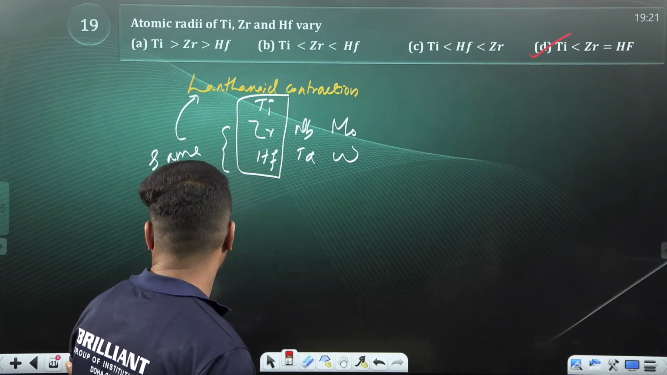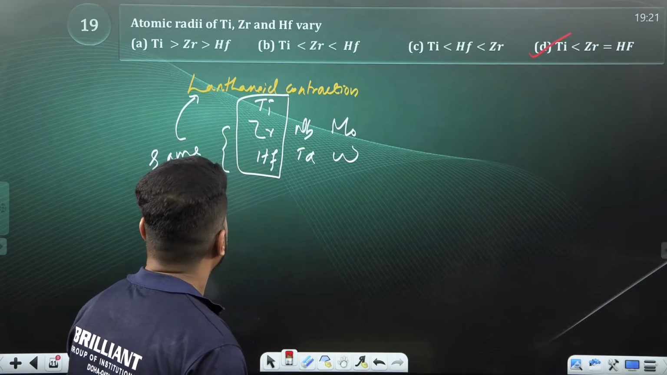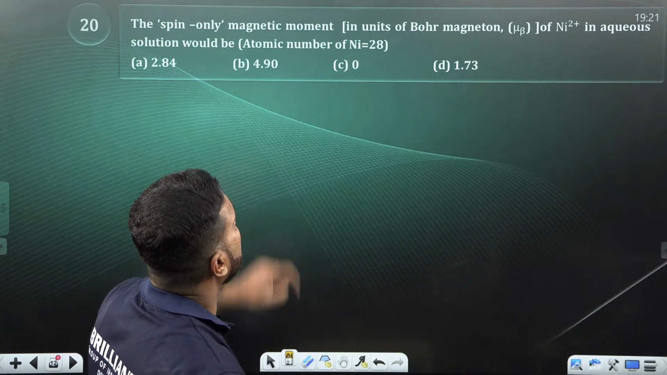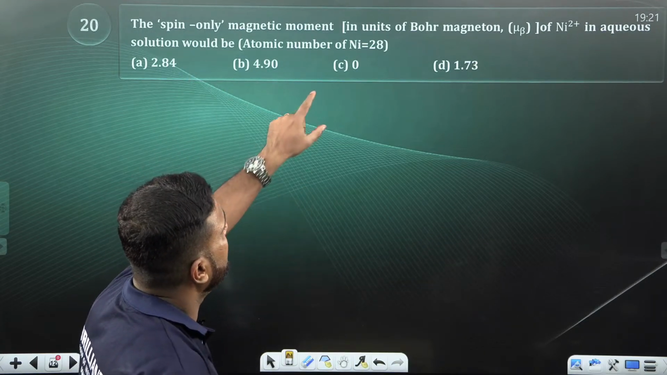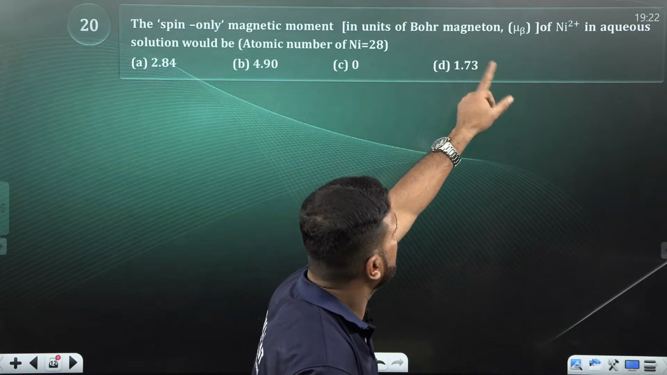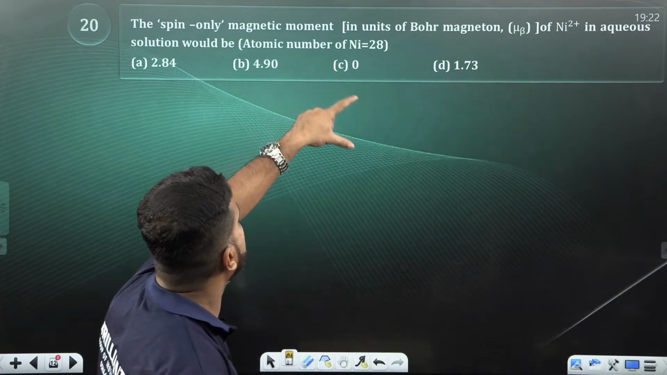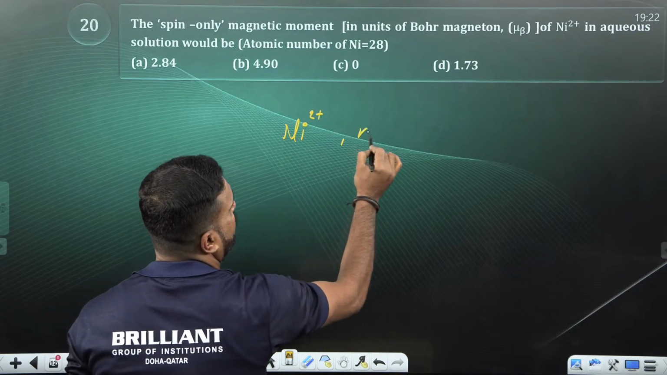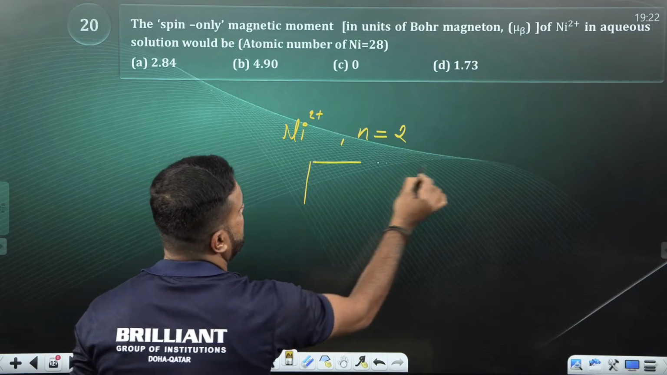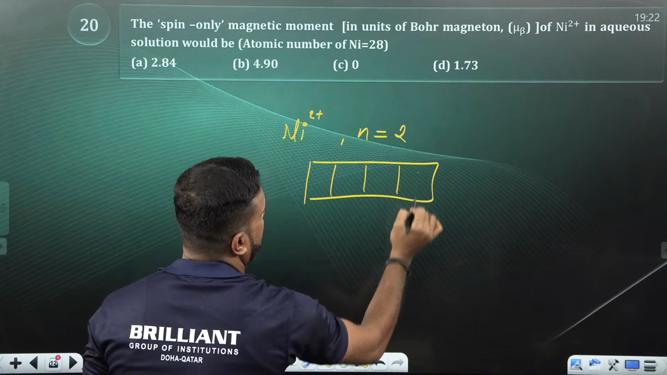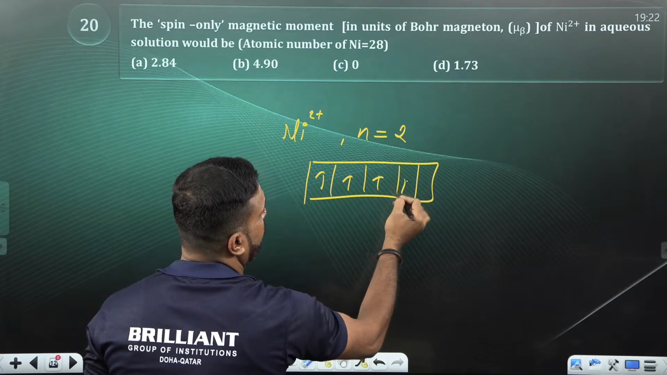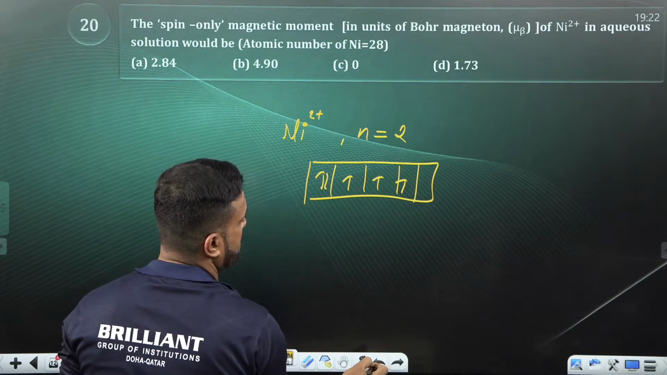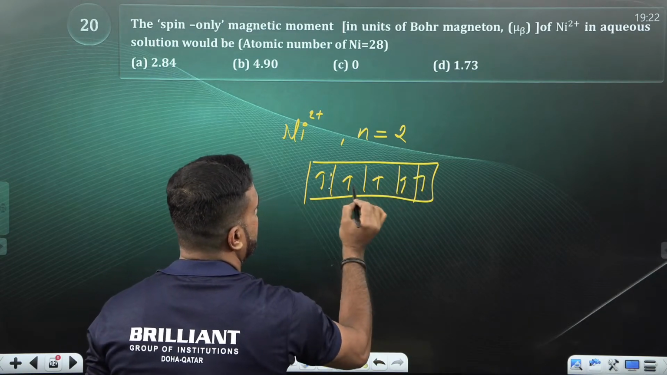So we will go to the last question, question number 20: the spin only magnetic moment in Bohr magneton of Ni2 plus. We already discussed this one. In Ni2 plus, the number of unpaired electrons is equal to 2. In the d orbital, the electrons fill as 1, 2, 3, 4, 5, 6, 7, 8.